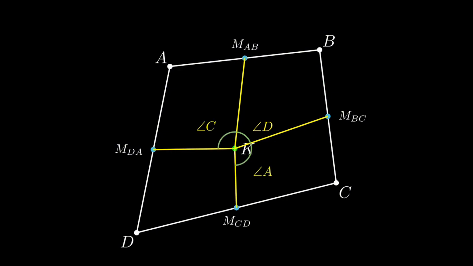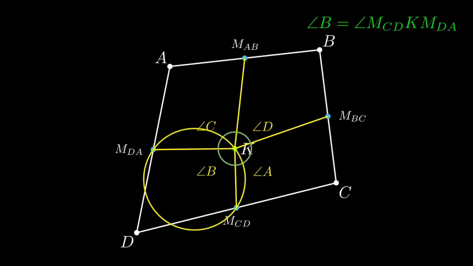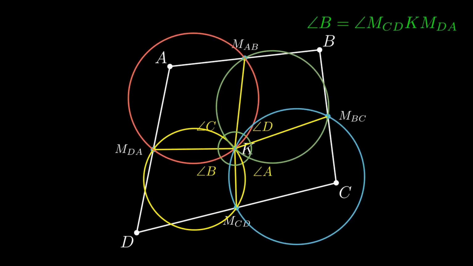Now, we have found measures of 3 of the angles formed by the midpoints at the point K. What about the fourth angle? Notice that the sum of angles of a quadrilateral is 360 degrees. Thus, angles A, B, C, D add up to 360 degrees. Hence, angle B equals 360 degrees minus angle A, minus angle C minus angle D. Since 360 denotes the whole angle, we get angle MCDK MDA to be equal to angle B. Following similar proof as that of the second small circle, we get that the fourth small circle also passes through the point K. Therefore, all 4 small circles pass through the point K.